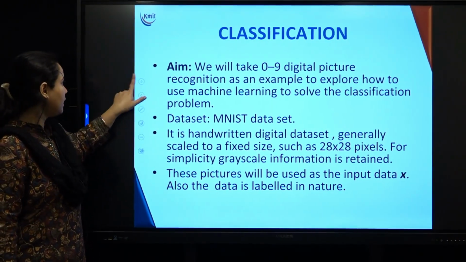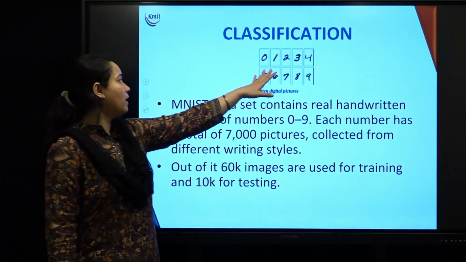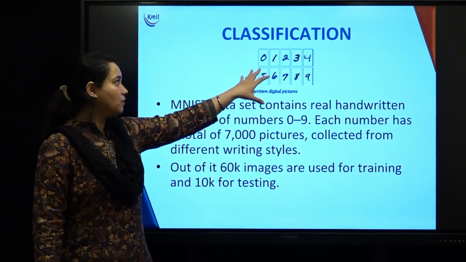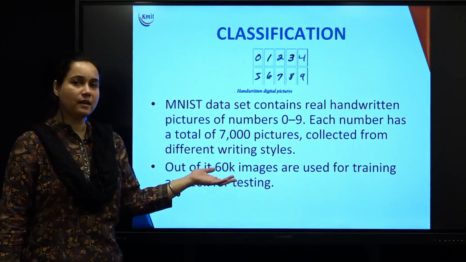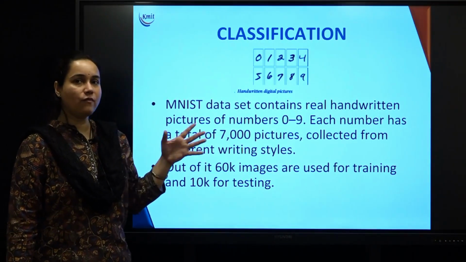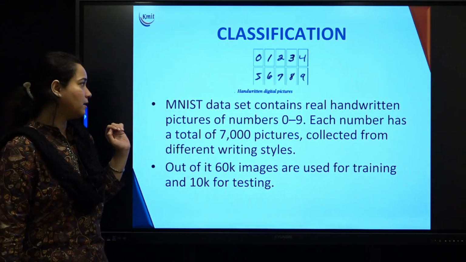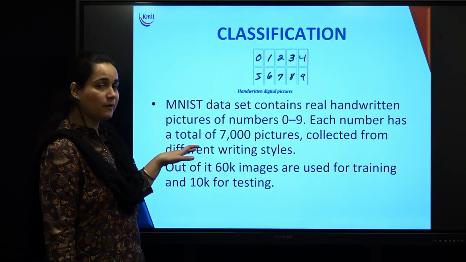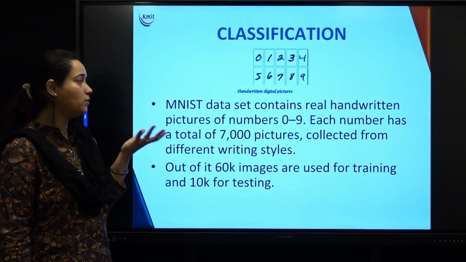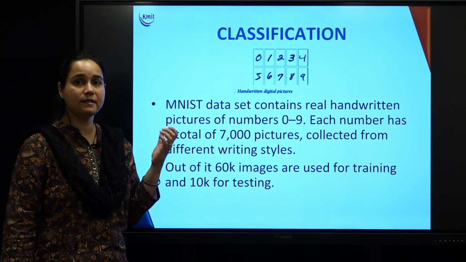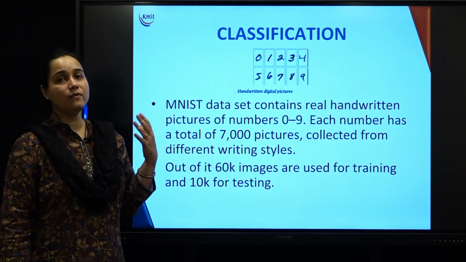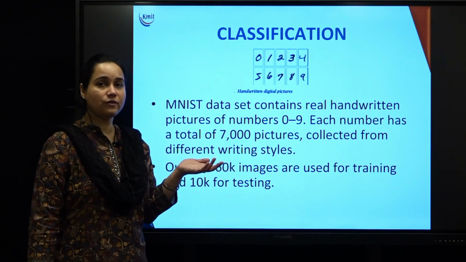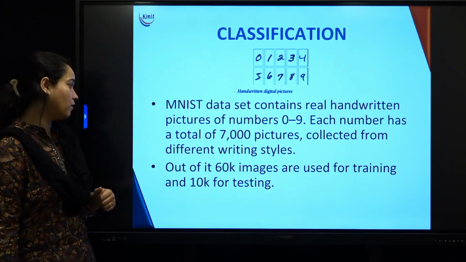So have a look, this is how a handwritten digital picture looks. Like this, a large number of images are present. All of them are uniform in size, scaled to 28 by 28 pixels. This MNIST data set has real handwritten pictures from 0 to 9, and the total number of pictures in this data set is 70,000, out of which 60,000 you will be using for training and 10,000 will be used for testing.